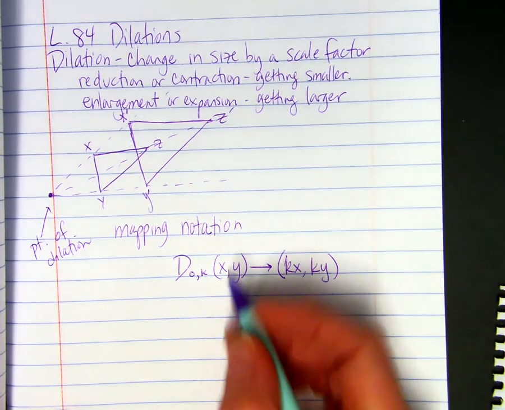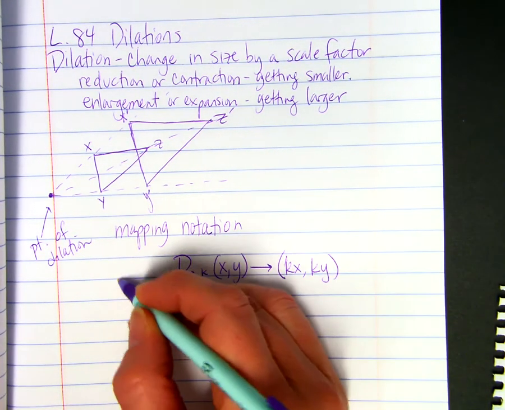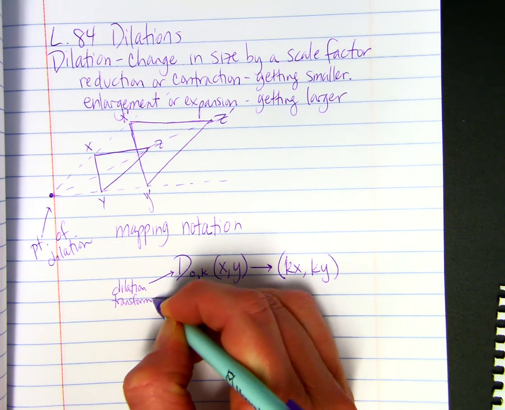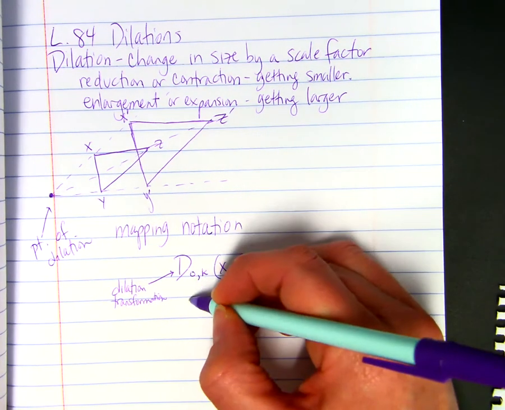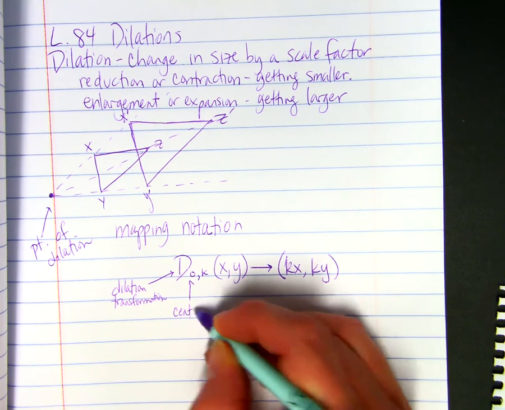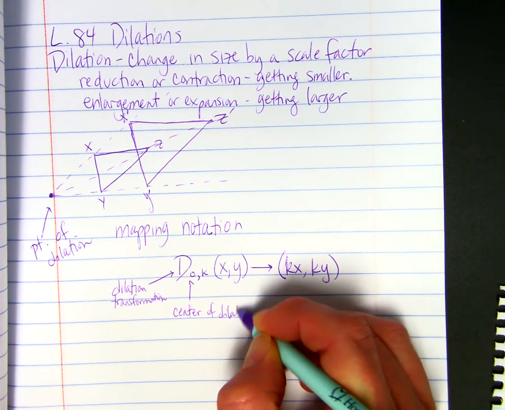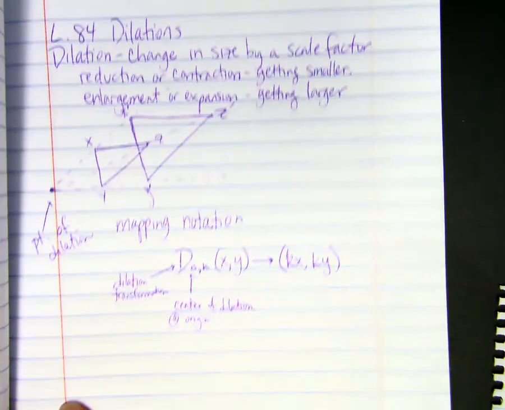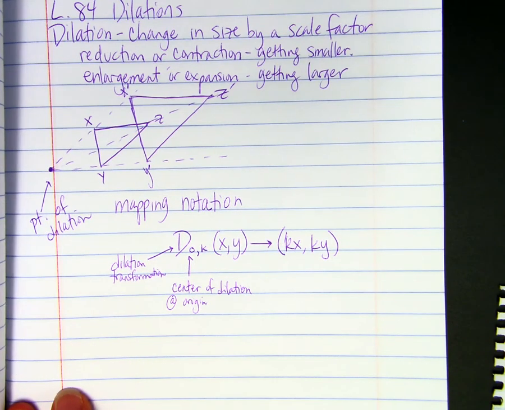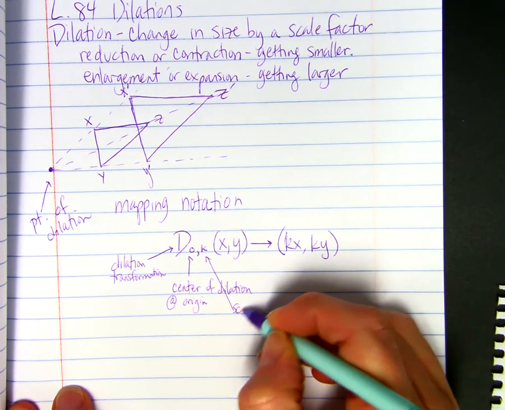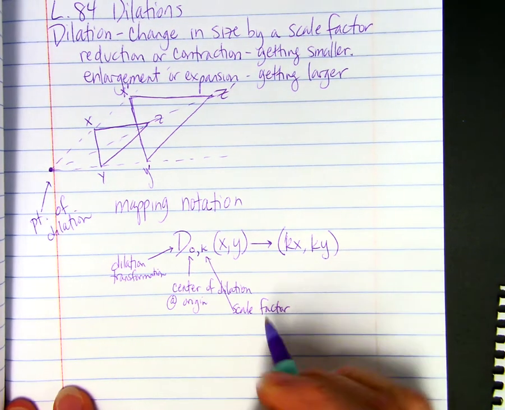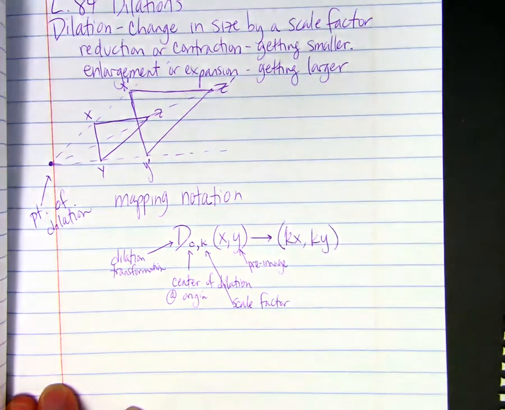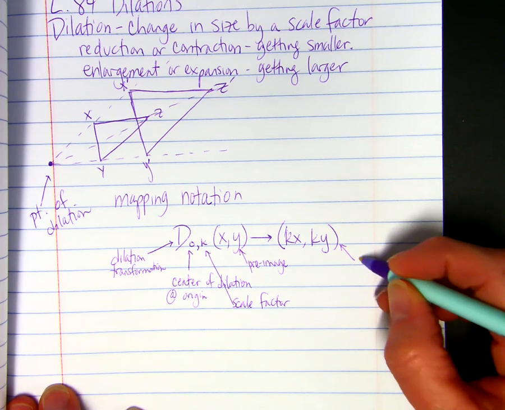So the capital D stands for a dilation transformation. The O is the center of dilation. And in this case, if you have a 0, it would be at the origin, like if you were in the coordinate plane. K is just the scale factor. XY is your pre-image point. And KX, KY is the image point.